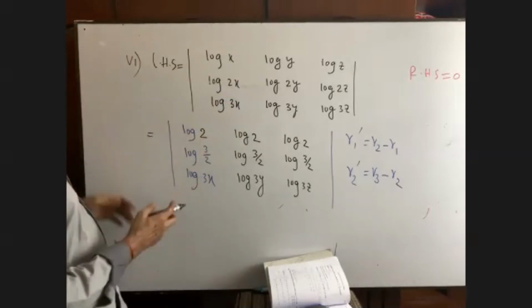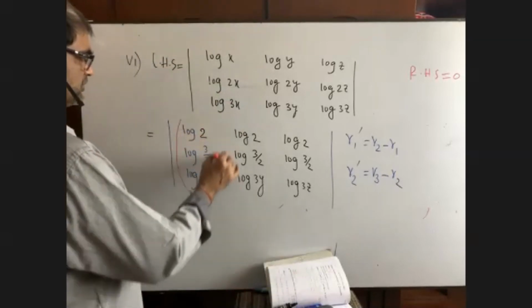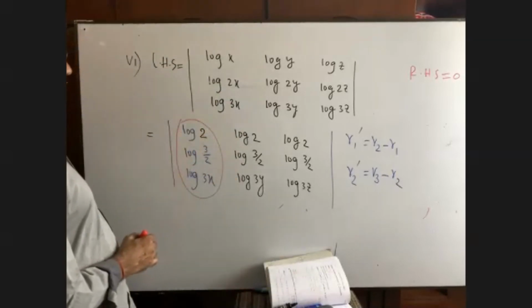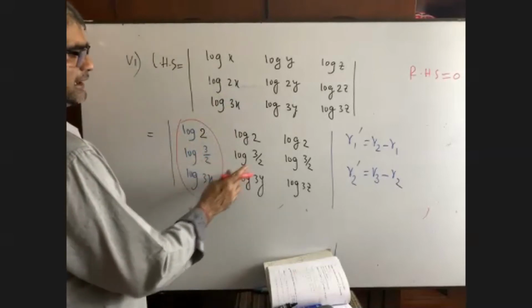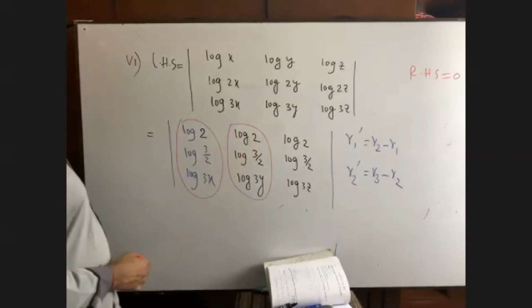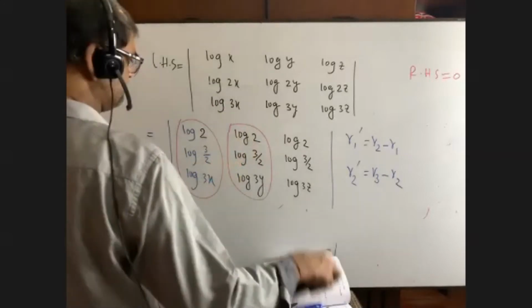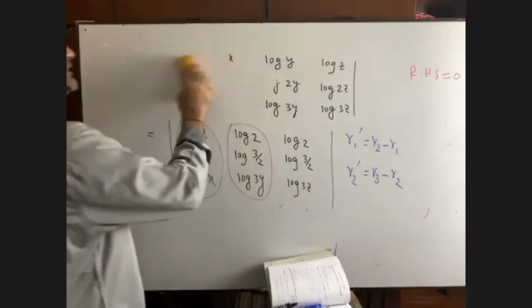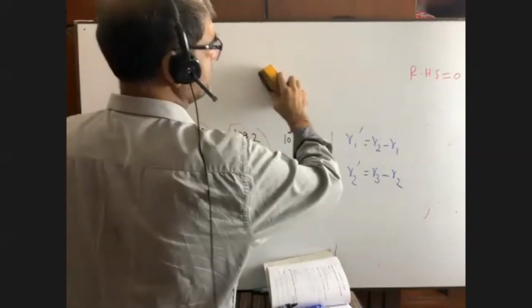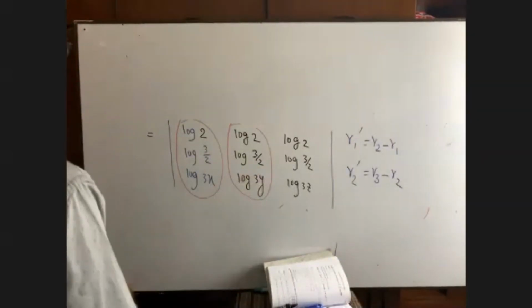Now you see, we are getting two columns in this matrix. Though this column and this column are not the same, please try to understand. We cannot write that it is 0 because they are different columns. But after that, all students write down 0. Sir, we have got two same columns. No, they are not the same.